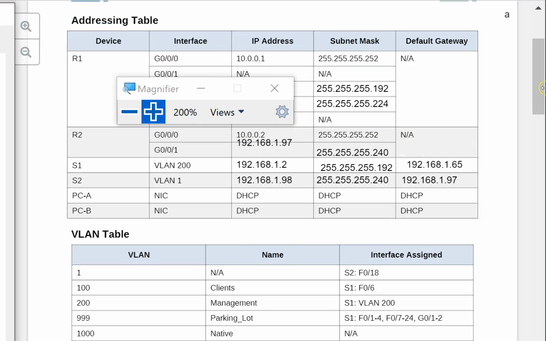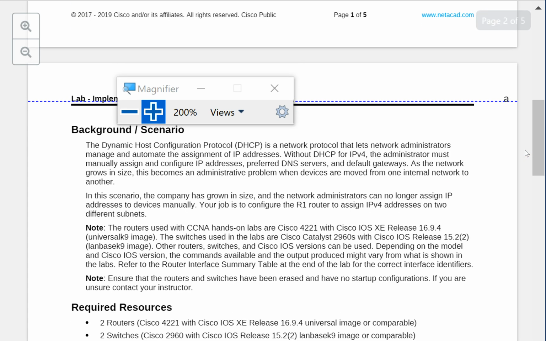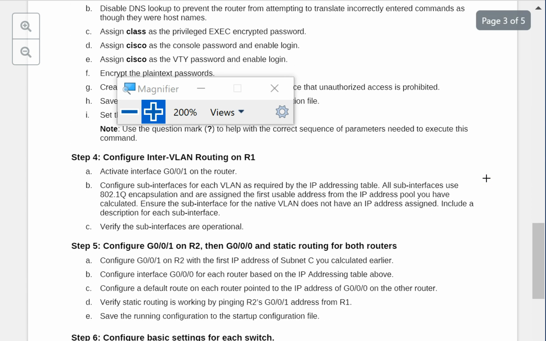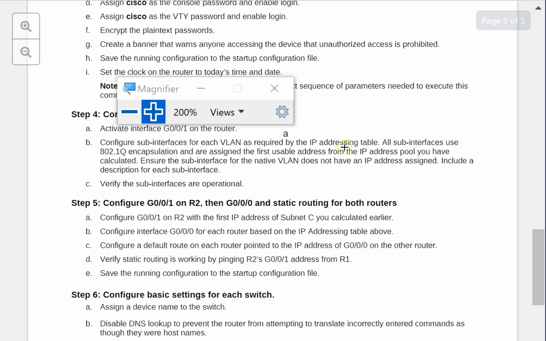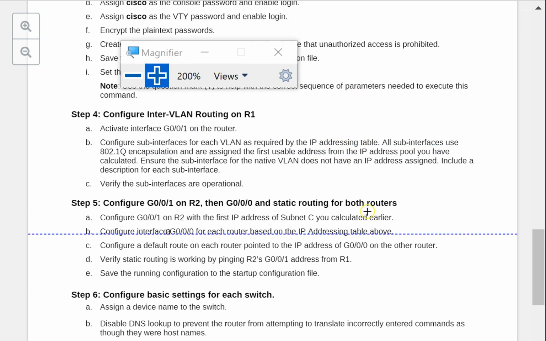All right. On R2, we're not doing any inter-VLAN routing, so we don't care how that is set up. Let me see if my slow computer can keep up with this. All right, so I've done that. I just did that one. So configure G0/0/1 on R2, the first IP address. Did that one already. On G0/0/0, for each router based on the above IP address, so I'm going to have to go to R1 and configure it.